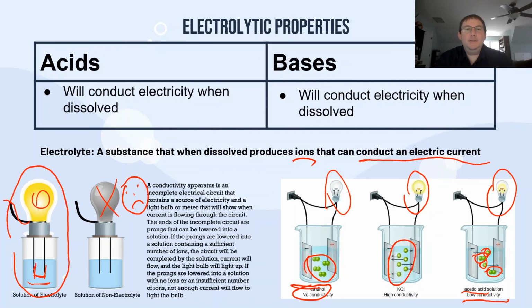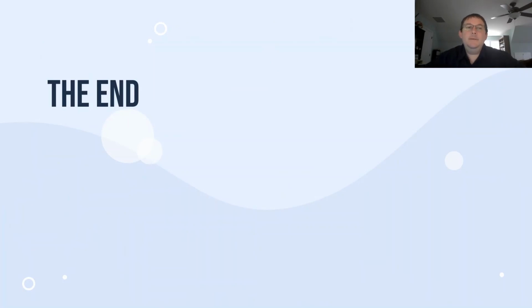Both conduct electric currents. Sometimes with acids, we could have strong or weak, and same thing with bases. They could be strong or weak. So this concludes my presentation on the characteristics of acids and bases.